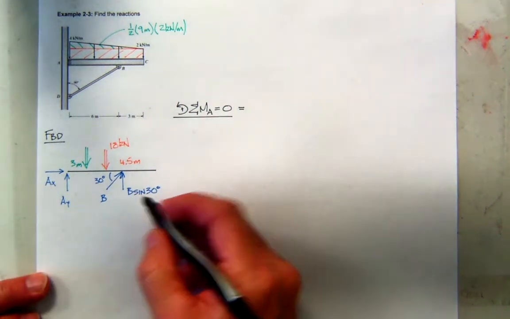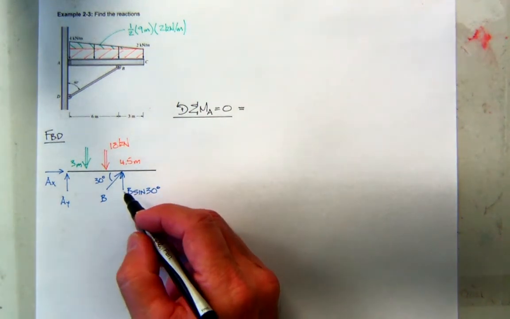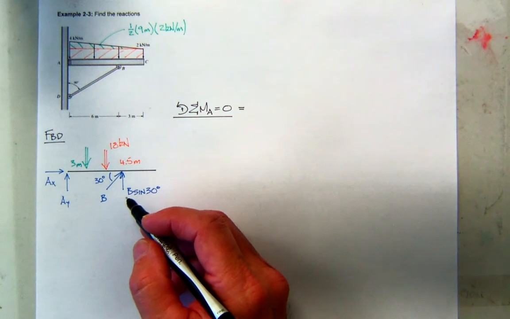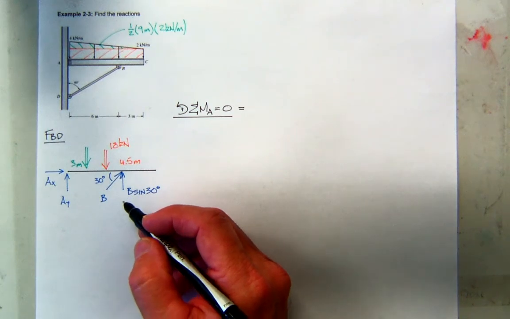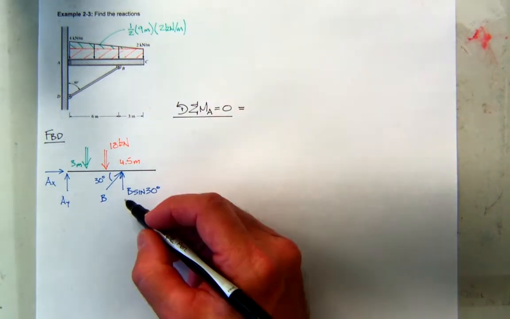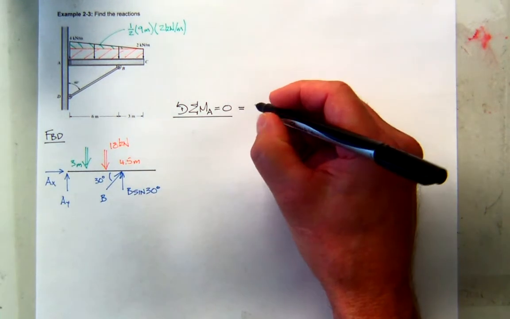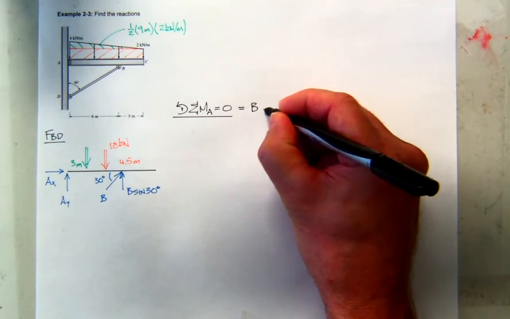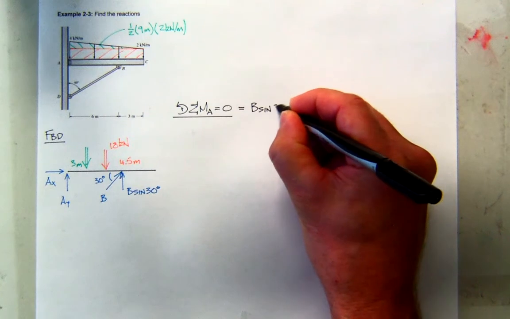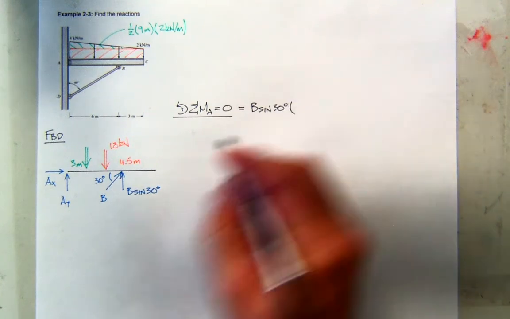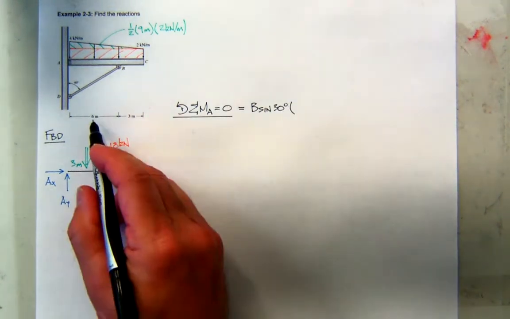So starting with that, this component of B creates positive or negative moment about A with right-hand rule. It's going up. Positive. So I'm going to have a positive moment created by the force B sine 30. And what's the distance from here to here? 6.